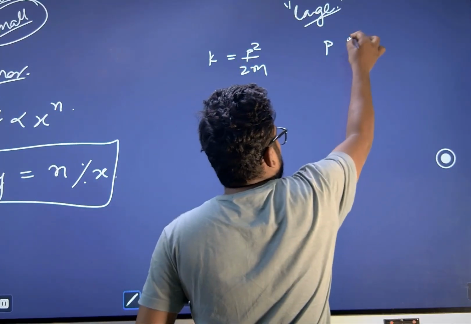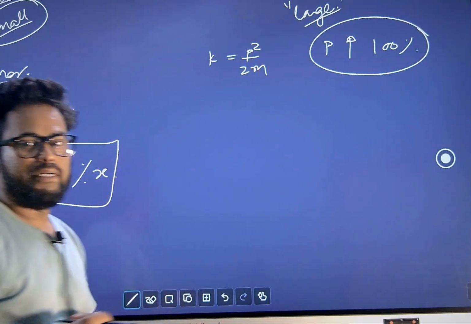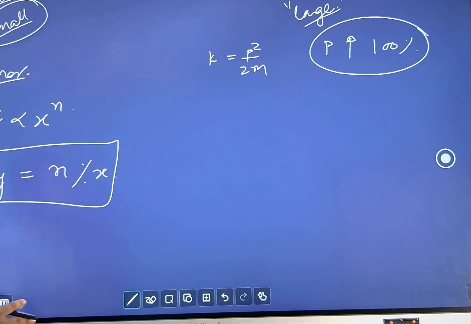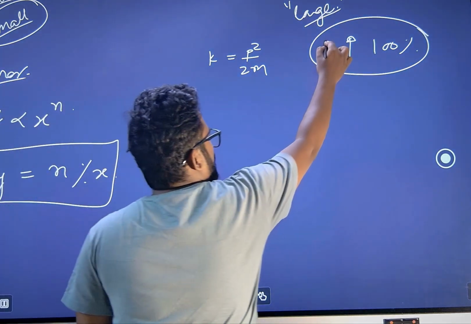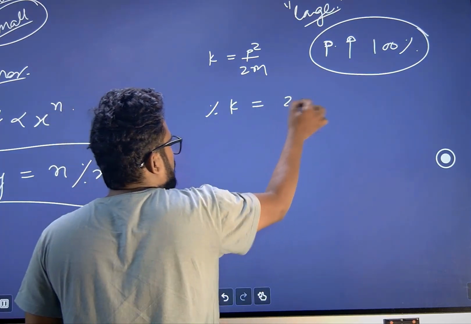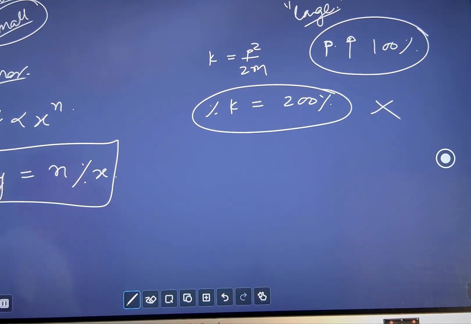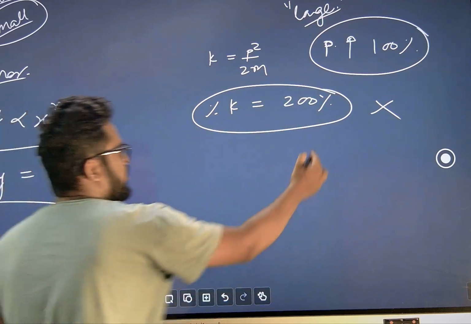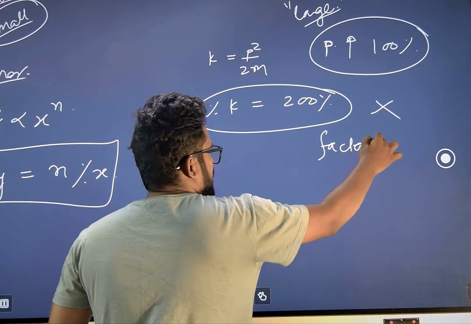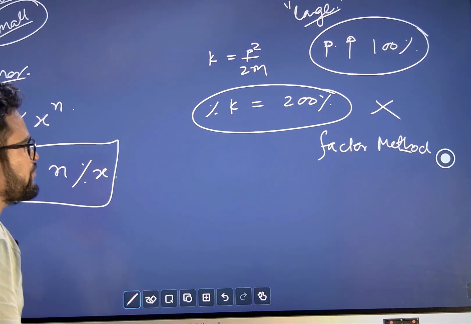Momentum increased by 100%. How much increment? 100%. So momentum increased by 100%, then how are we going to solve? If you do the error method, the percentage in kinetic energy should be how much? 200%. But that is the wrong answer, because for a large percentage the error method is not applicable. So what we will do, we will go with the factor method. Okay, let's see what this factor method is.